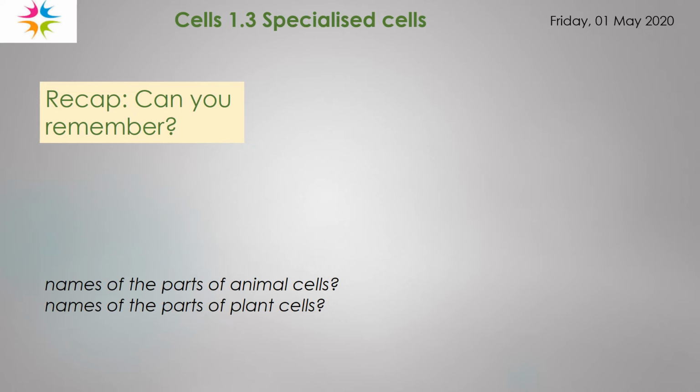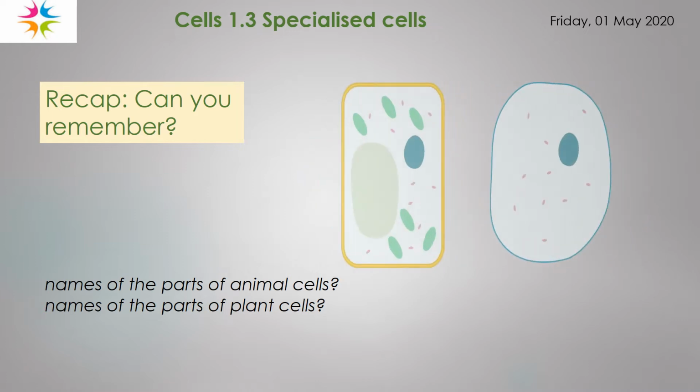Today we're going to look at the third lesson in the topic of cells, and we're going to find out about specialized cells. Firstly, can you remember from last lesson the names of the parts of animal cells and the names of the parts of plant cells? Let's see how we do.